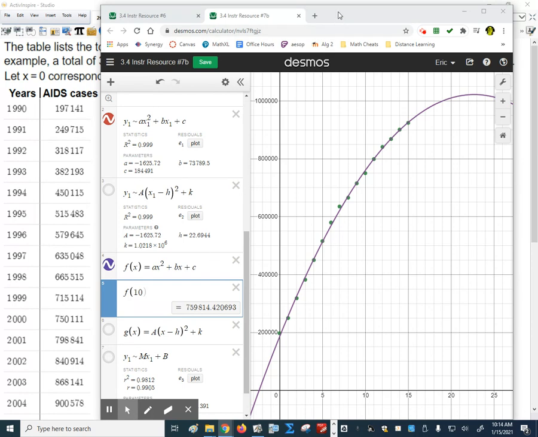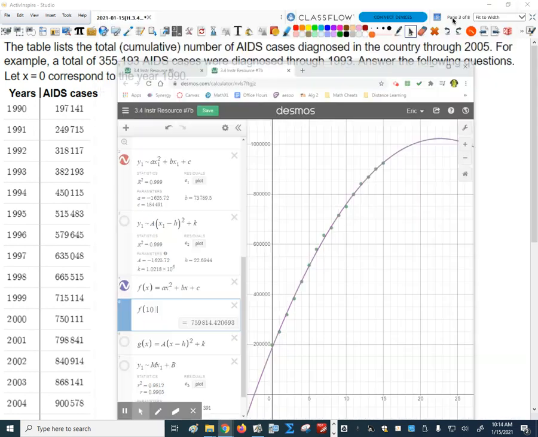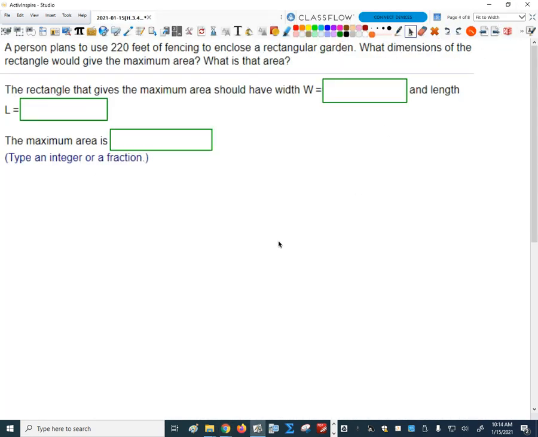All right, so moving on. You'll have some fun with that on the assignment. I gave you some of those questions. So let's look at some applications. A person plans to use 220 feet of fencing to enclose a rectangular garden. What dimensions of the rectangle would give the maximum area, and what is that area?